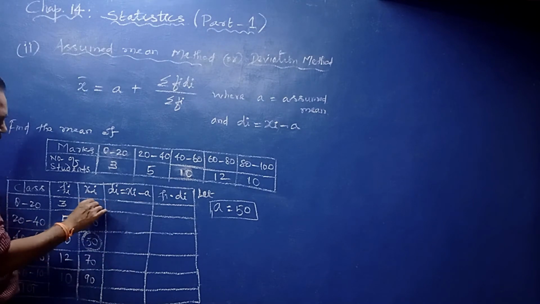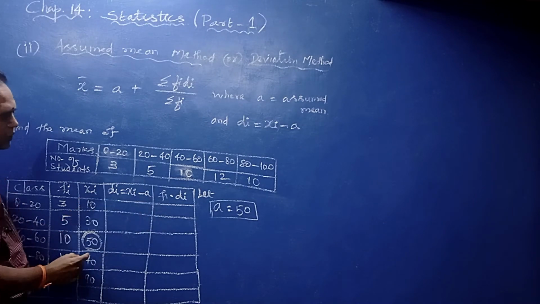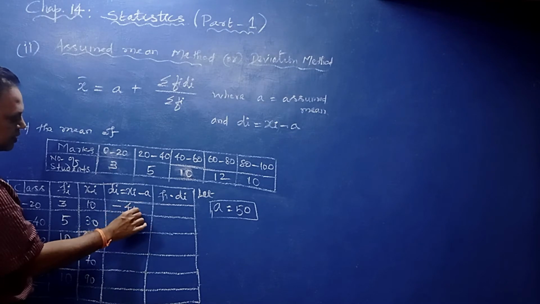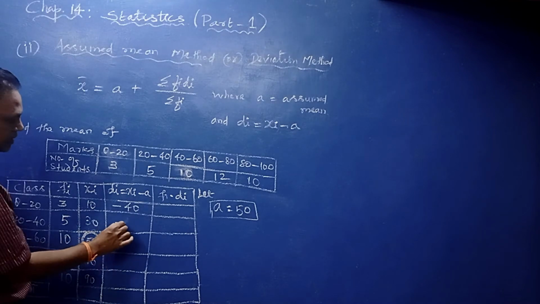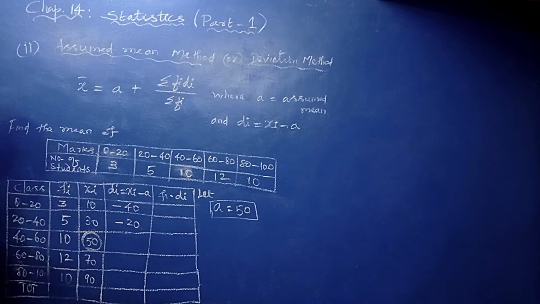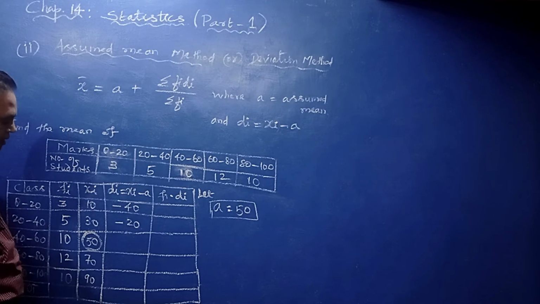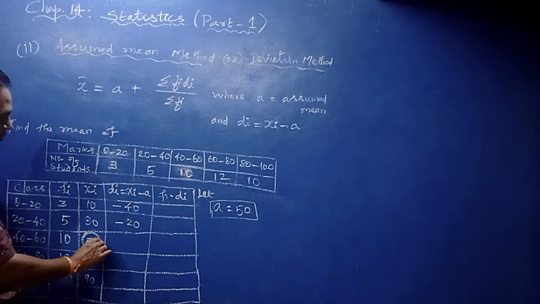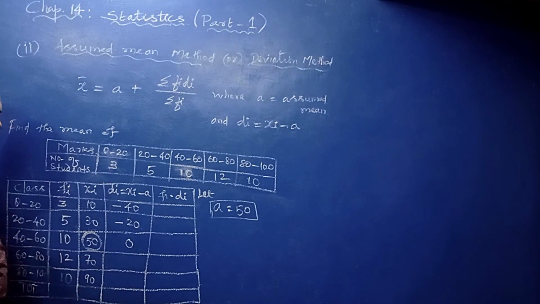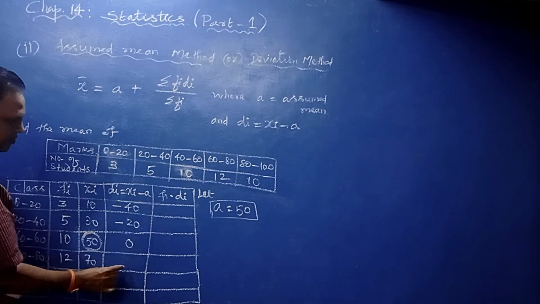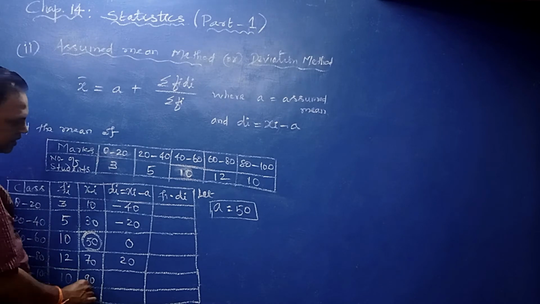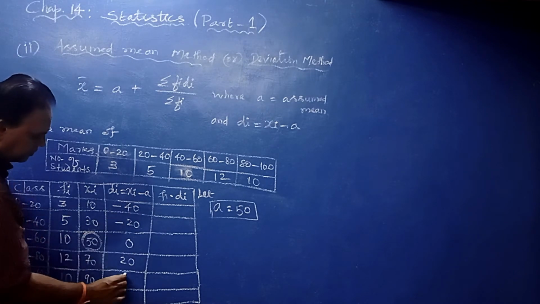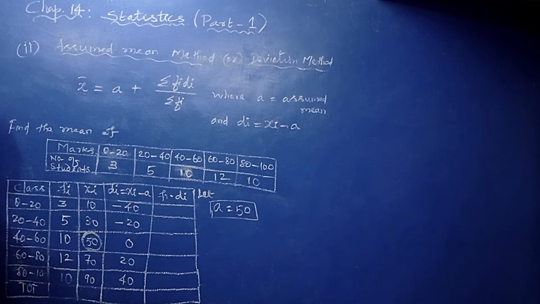Now xi means this is only xi. 10 minus 50, how much? Minus 40. Okay, 10 minus 50. Then 30 minus 50 is minus 20. Right? Okay. Then again 50 minus 50 is 0. 50 minus 50 is 0. Okay. Then 70 minus 50 is 20. Clear? Then 90 minus 50 is 40. 40 you will get.